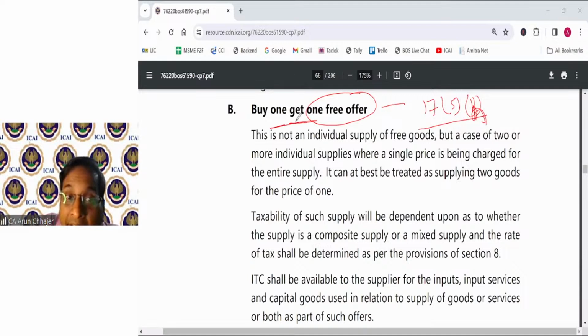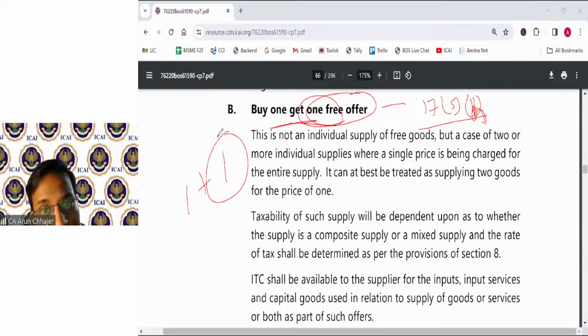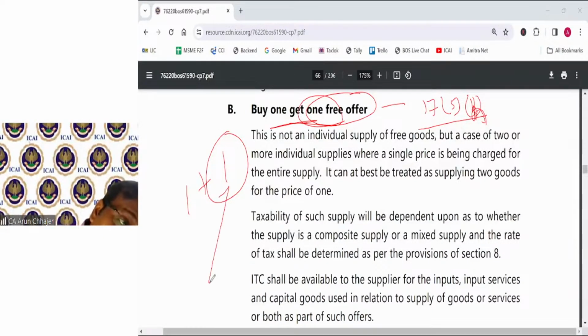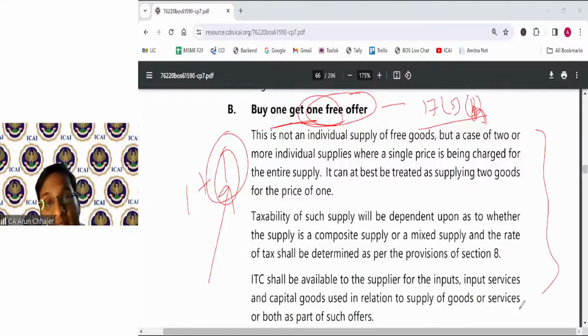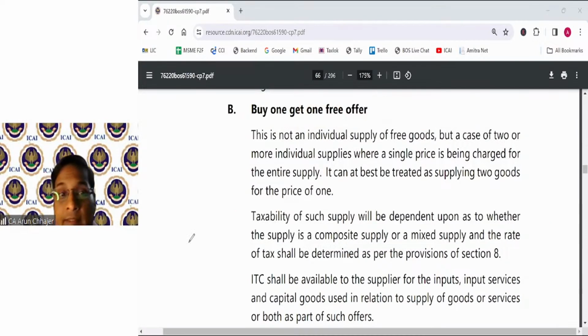Because it is buy one, get one free. It means 1 plus 1, the second item you are giving free. Then the question is, will the ITC of the second item be available or not? That is a very good example or situation which has been covered by Circular 92.